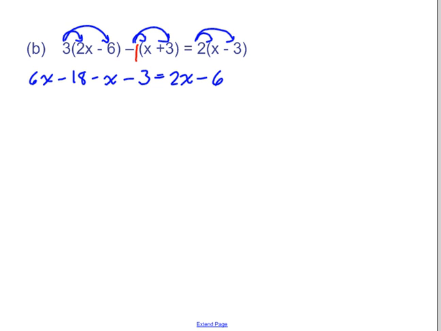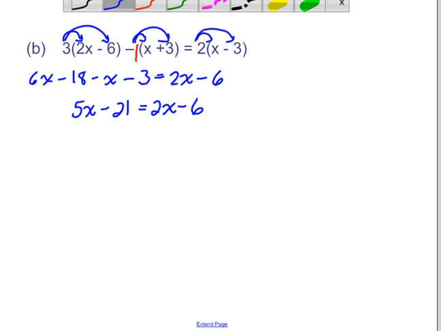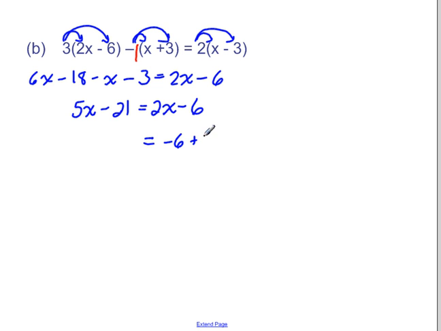What you're going to do next is you're going to simplify. So we're going to look at each side and we're going to simplify it. So 6x minus x becomes 5x, and negative 18 minus 3 becomes negative 21. And the right-hand side was already simplified. Now remember, we want our letters on the left and our numbers on the right. So to get rid of subtracting 21, we are going to end up adding 21 to both sides. And on this side, remember, it cancels. And to get rid of positive 2x, we're going to subtract 2x from both sides. And remember, on this side it cancels.